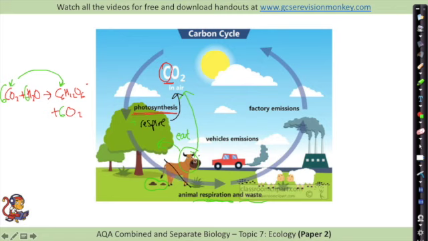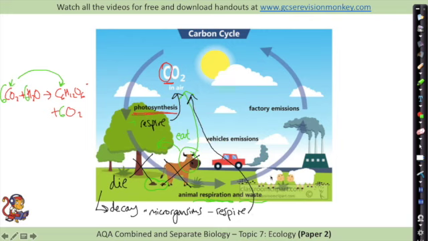When the animal and the plants die, the carbon that is in these organisms will be recycled through the process of decay. Microorganisms are mainly responsible for decay. So the microorganisms will feed on the dead plants and animals, and they will also respire. It's not just the larger animals and plants that you think of as respiring, but also these microorganisms are respiring, and therefore they are also releasing CO2 back into the atmosphere.